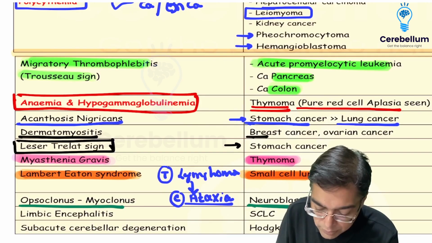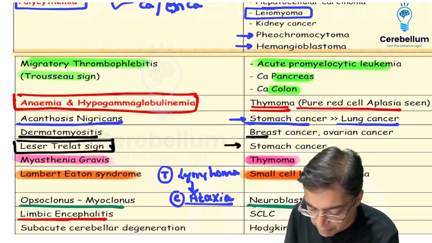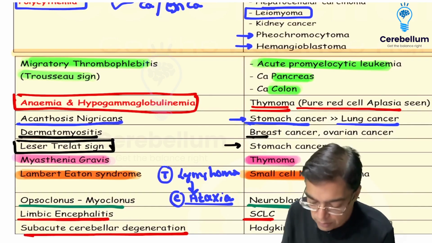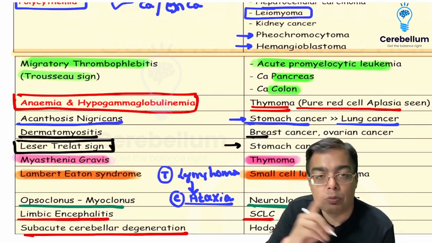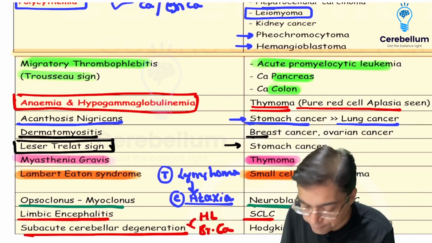We can then talk about a condition that is given the name of limbic encephalitis. Limbic encephalitis can be seen in a patient suffering from small cell lung cancer. And finally, subacute cerebellar degeneration can be seen in a patient suffering from Hodgkin's lymphoma, or at times it can be seen in a patient suffering from breast cancer.